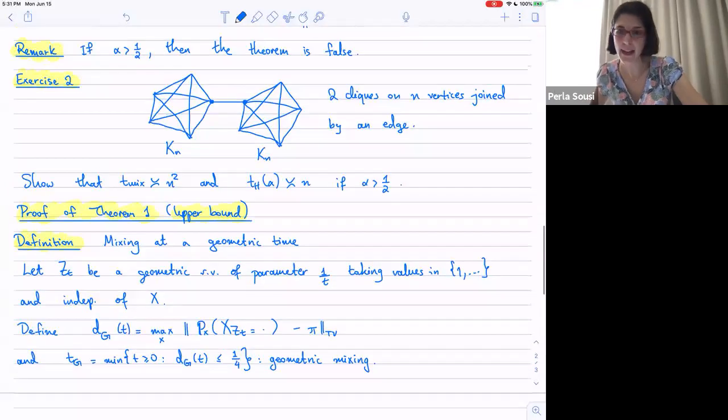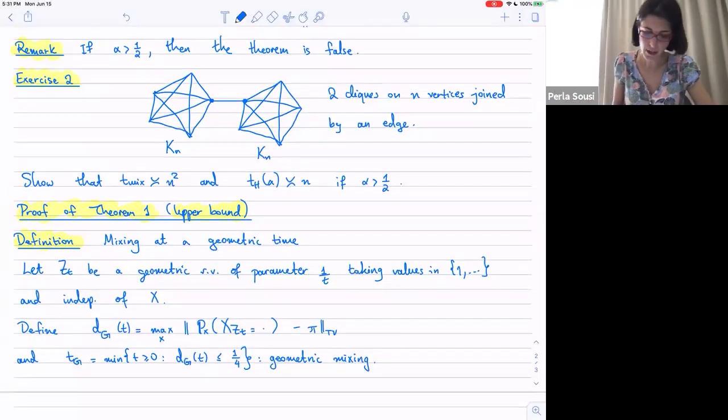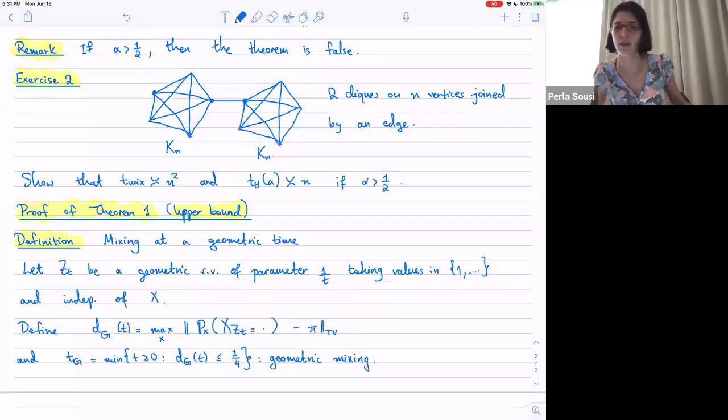The random walk, for exercise two, that's right. So it's a simple random walk. Whenever I draw a graph, I just think of a simple random walk on the graph. So whenever you're at a vertex, you pick another vertex with equal probability among the neighbors. So here, when you walk on this clique, from here you can go to any of the other points, but when you're here, you can also jump to the other clique. Yeah, that's right. So for exercise two, the problem is that you have to cross this narrow bottleneck in order to mix. So that's why it takes time n squared.